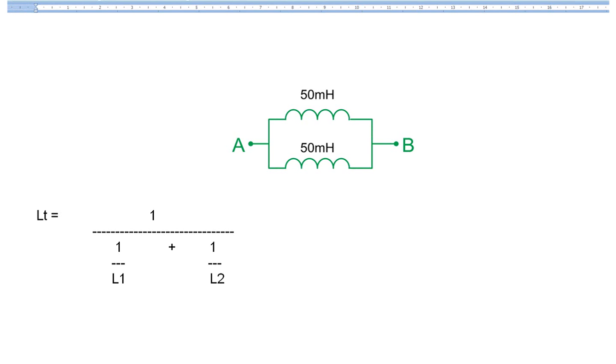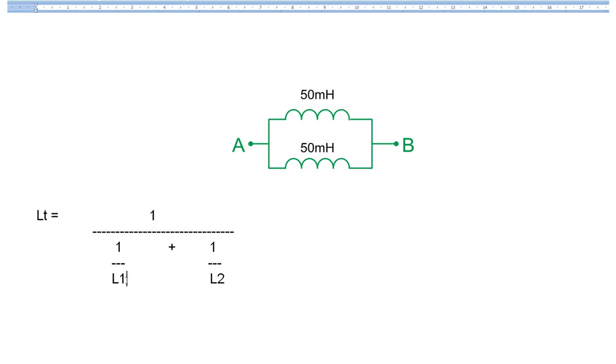The formula that works for inductors in parallel when they're not the same size is on the screen. LT is the reciprocal of the sum of the reciprocals of the individual inductors. You will not have to do that in your standard assessment. They will always be the same value, and you can use them like I just explained to you. But let's have a look at using the equation that always works in all circumstances for inductors in parallel.